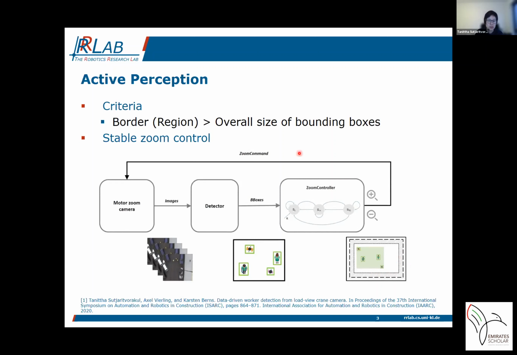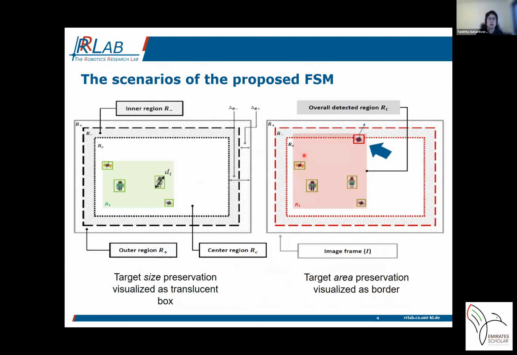A finite state machine is employed for our control strategy to adapt the zoom level, to cope not only with inconsistent detection, but also abrupt camera movement during the lifting operation. Our finite state machine is based on three scenarios: target loss, target area preservation, and target size preservation. We will discuss this later on.